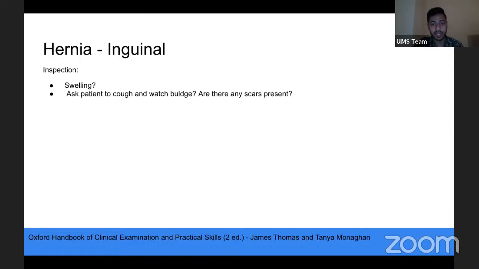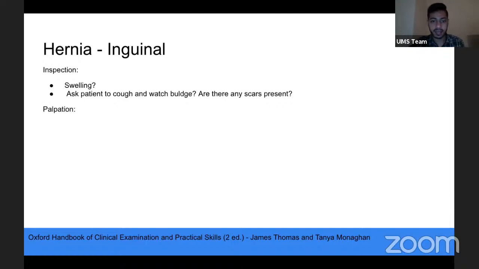You might be thinking, why scars? But that's because it could be in relation to a previous open repair in the groin, or a previous laparoscopy which caused an incision, which didn't quite heal and left a weakening in the abdomen for the hernia to protrude through.